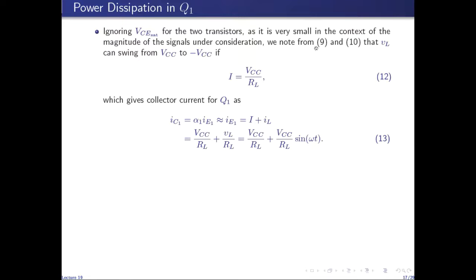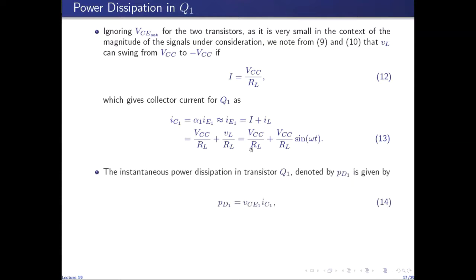So when VL swings from plus VCC to minus VCC with a sinusoidal dependence, then VL is VCC sin omega t. So VL over RL, which is IL, will be equal to VCC over RL times sin omega t. So this is an AC signal with 0 DC value. This is a DC value, however. So total collector current will have a DC current.